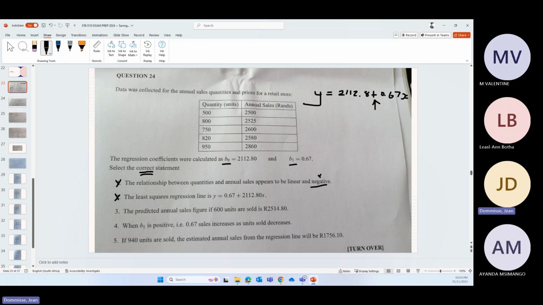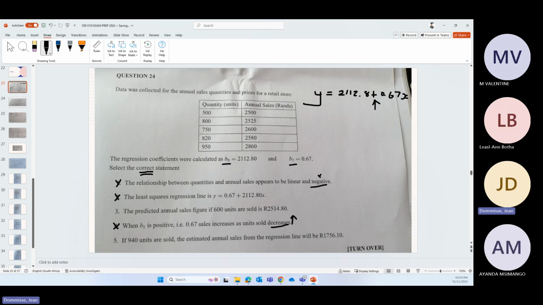Let's first, before we work out anything, look at the ones that we can read off, maybe the line. So when B1 is positive, i.e. 0.67, sales increases as units sold decreases. Okay, so that will increase. So that is also wrong. So now we need to go and work out.